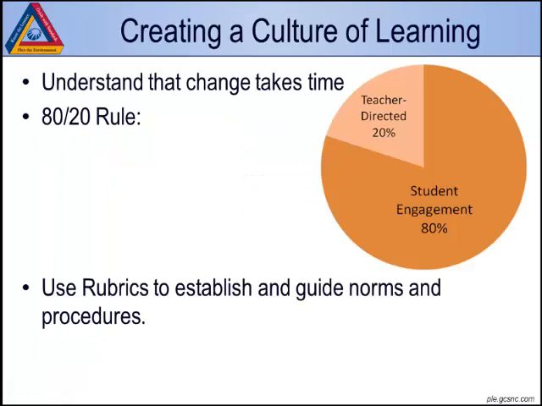Creating a culture of learning rather than a culture of teaching takes time. It is hard for some students, as it is for some teachers. Students who already play the game of school well don't want to change the rules. Even students who like flipped learning need time to adjust. Implement the 80-20 rule, where 80% of class time is taken up with student engagement and 20% is teacher-directed. In a flipped classroom, more time is spent applying concepts than listening to the teacher explain them.